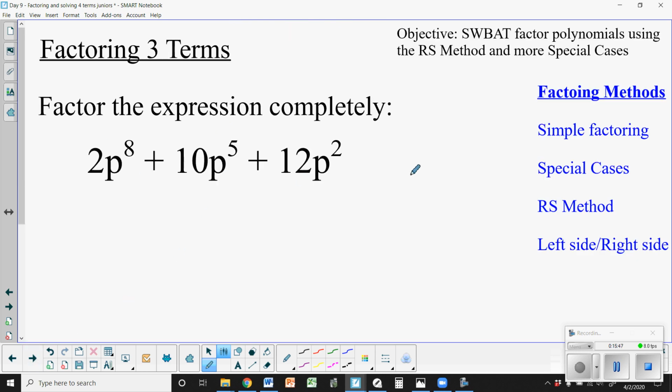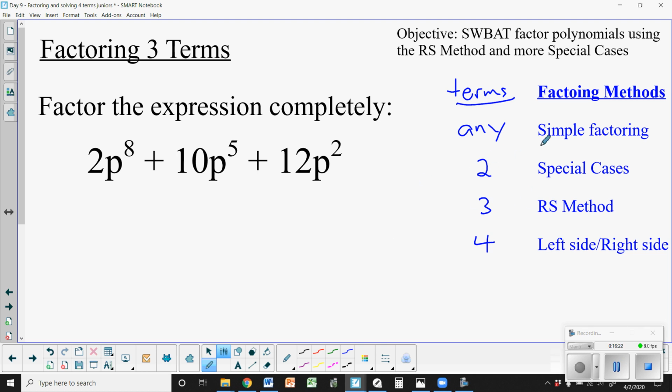Now let's look at factoring 3 terms. So again, simple factoring, we know that that's any amount. Special cases, that would be if we have 2 terms. RS method would be if we have 3 terms. Left side, right side factors 4. So again, this is our number of terms. So how many terms do we have here? And we're like, oh, we have 3. So we're thinking, can we factor this using the RS method?